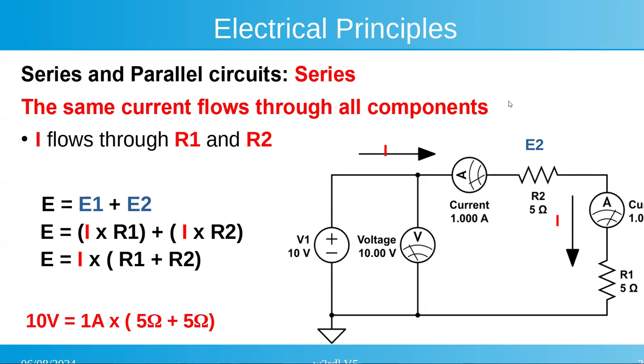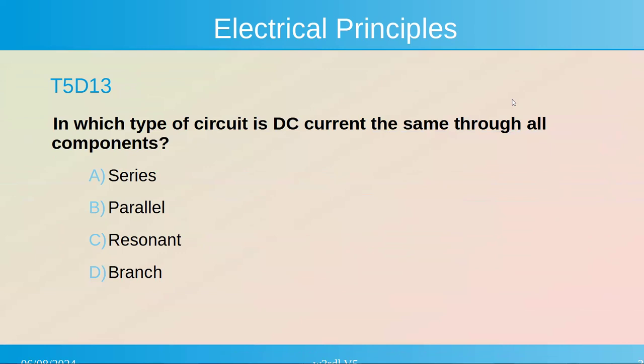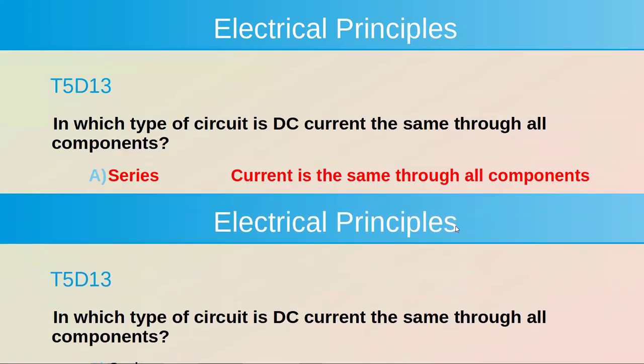All right, well, we'll complicate it. We'll do a couple and then talk about parallel. In which type of circuit is DC current the same through all components? Series, A. And they specifically said DC. Of course, with resistance, it doesn't matter, but if they were non-resistive, then that formula doesn't work.